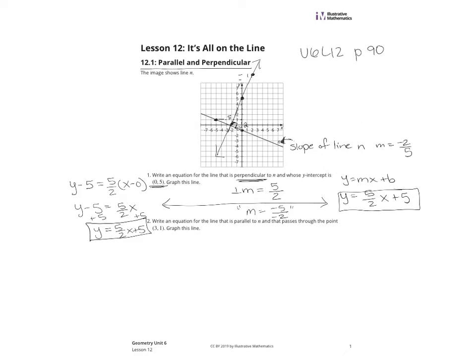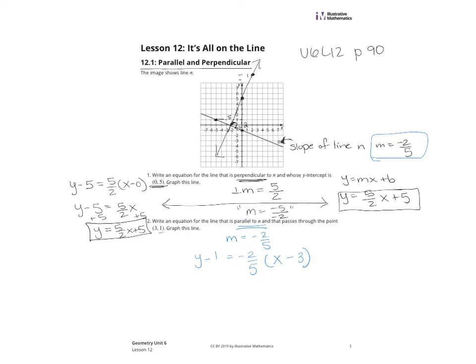It says, write an equation of the line that is parallel to N and passes through the point (3, 1). If they're parallel, they have the same slope. So I know the slope of my line is going to be negative 2/5. It has to be the same as my original line, so they're parallel. So my equation would be y minus my y coordinate of 1 equals my slope, negative 2/5, times x minus my x coordinate of 3. You can actually graph this line without putting it in slope-intercept form.